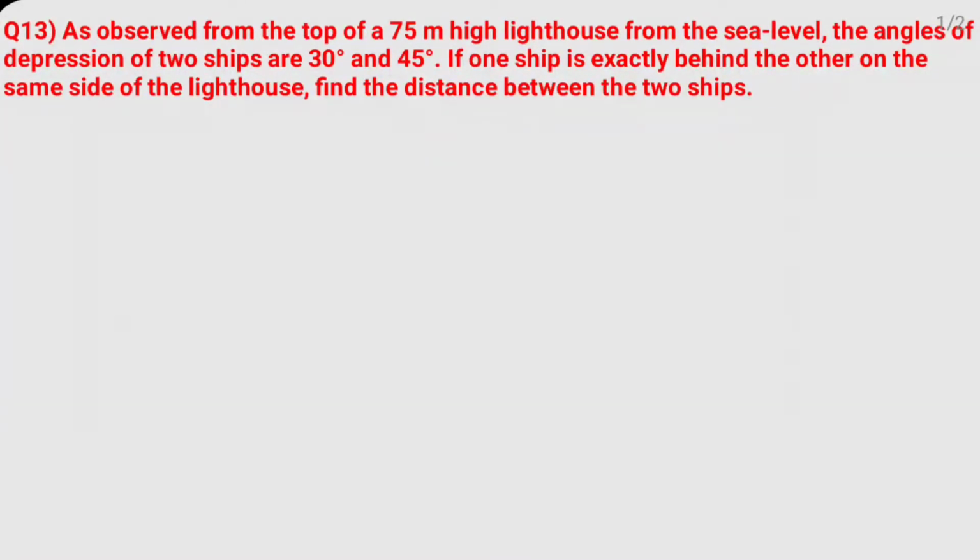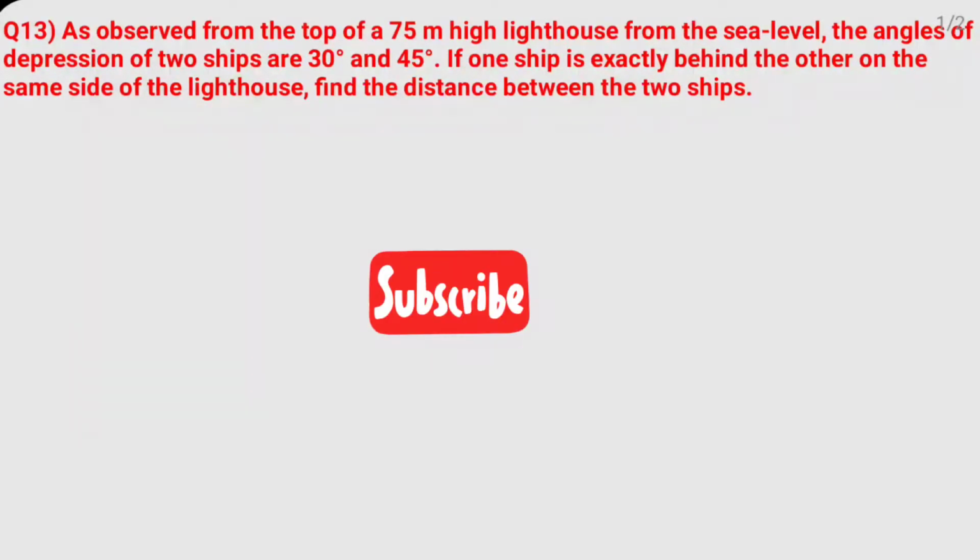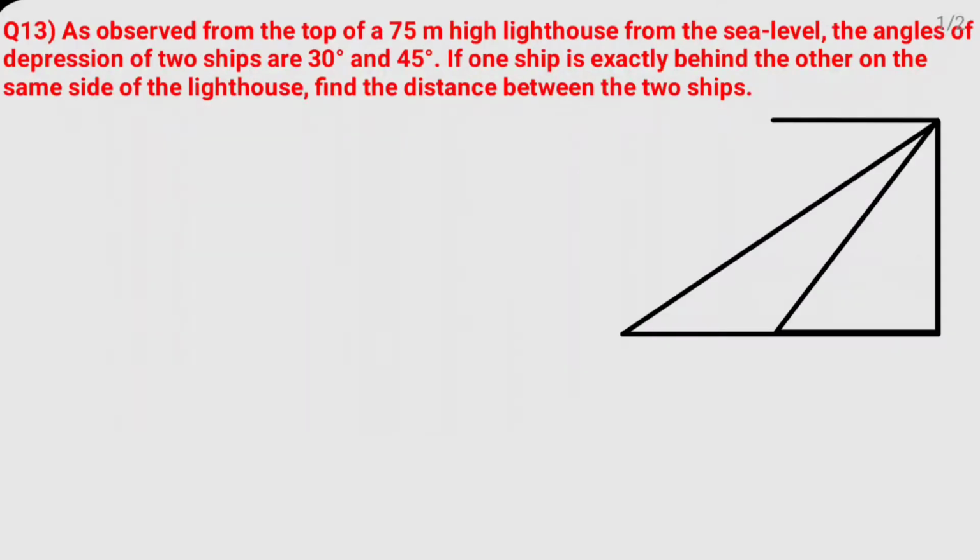Look at the question. As observed from the top of a 75-meter height lighthouse from the sea level, the angles of depression of two ships are 30 degree and 45 degree. If one ship is exactly behind the other one on the same side of the lighthouse, find the distance between two ships. Look at the figure.